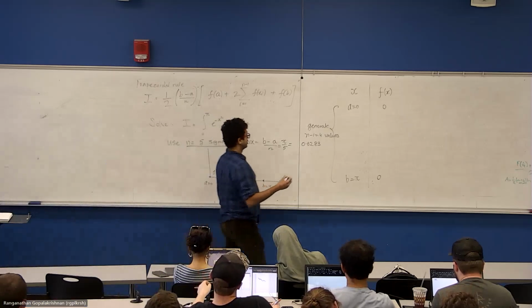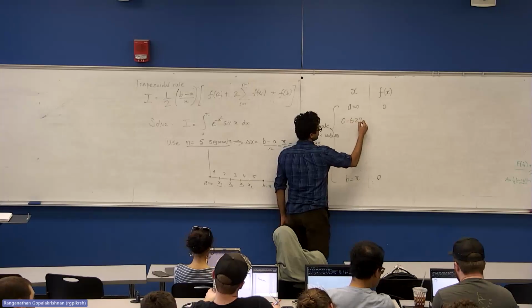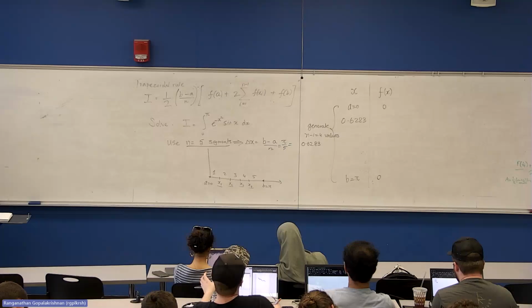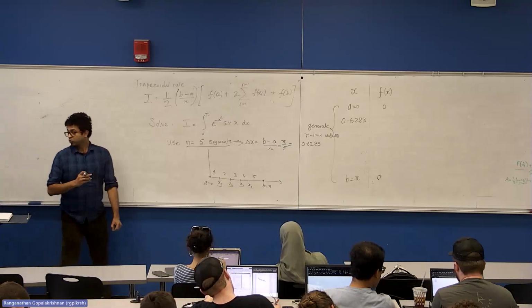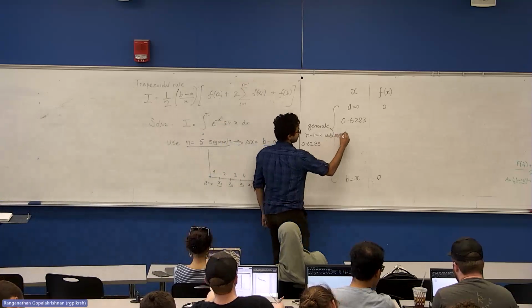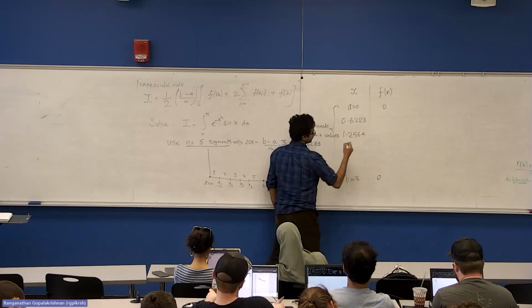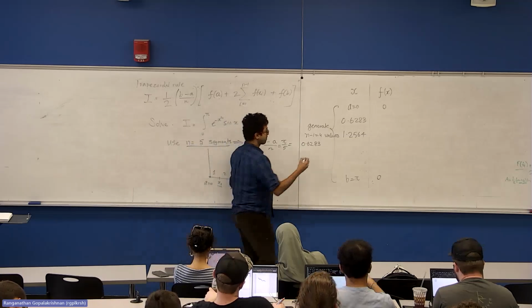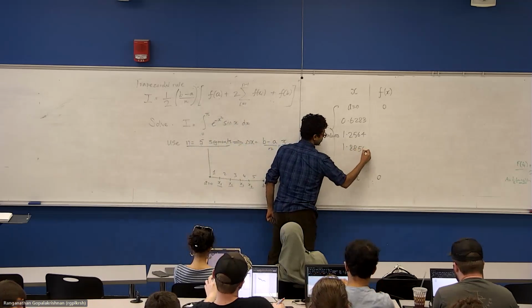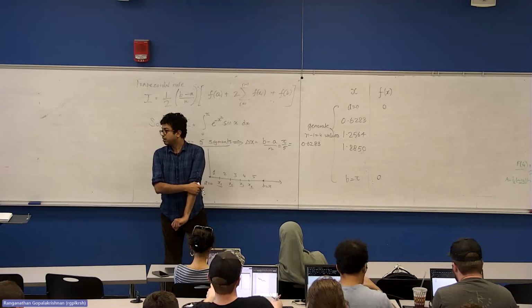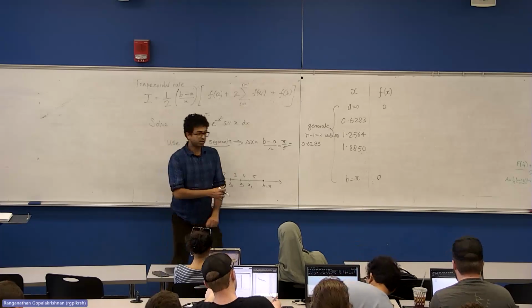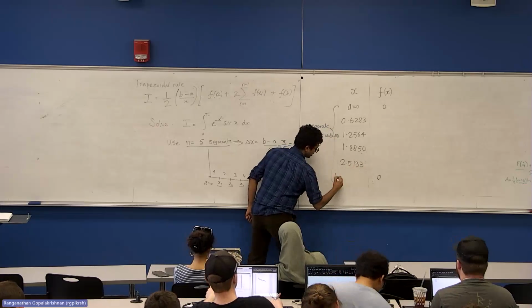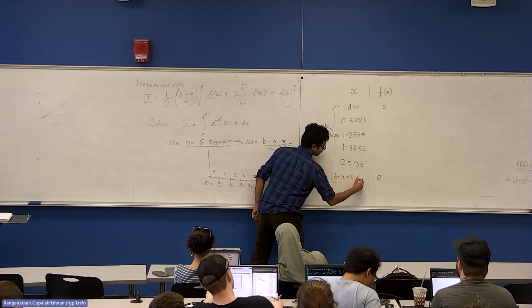That will be 0.6283, 1.2566, 1.8850, and 2.5133. And b equals pi. You know pi is 3.1416.